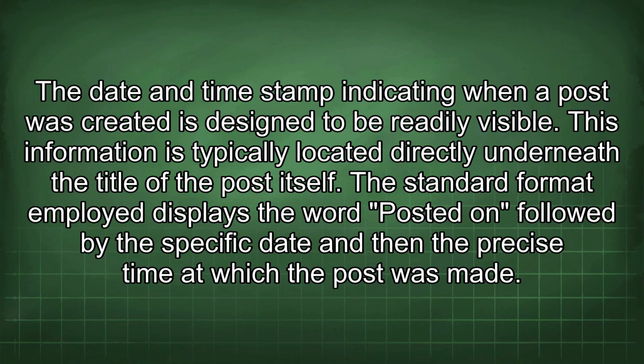The date and timestamp indicating when a post was created is designed to be readily visible. This information is typically located directly underneath the title of the post itself. The standard format employed displays the word "posted on" followed by the specific date and then the precise time at which the post was made.